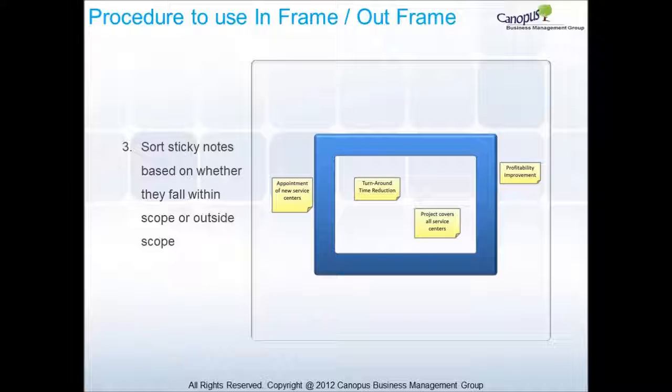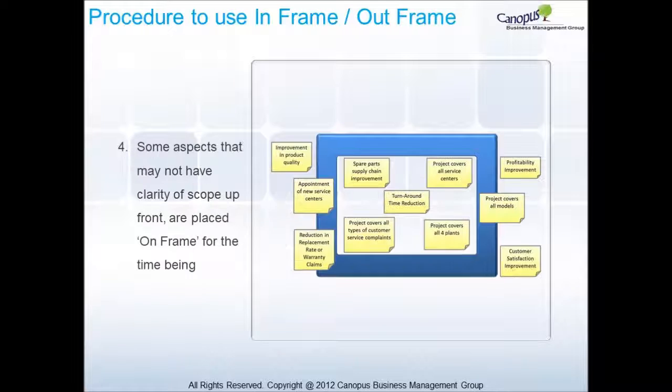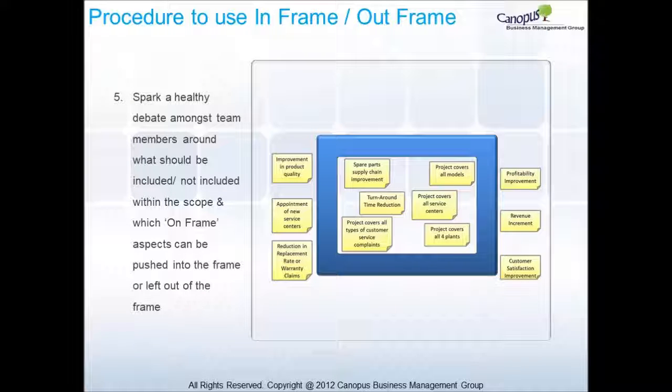Then, the team sorts sticky notes based on whether they fall within scope or outside scope. Now, some aspects that may not have clarity of scope up front are placed on the frame to be discussed later. Then spark a healthy debate amongst team members around what should be included or not included within the scope, and which on-frame aspects can be pushed into the frame or left out of the frame.